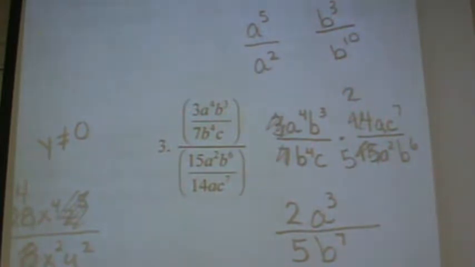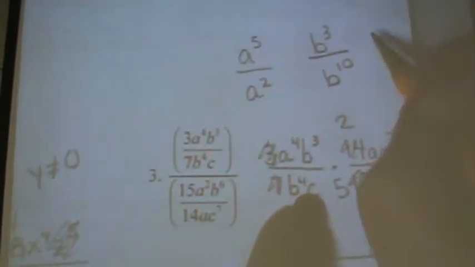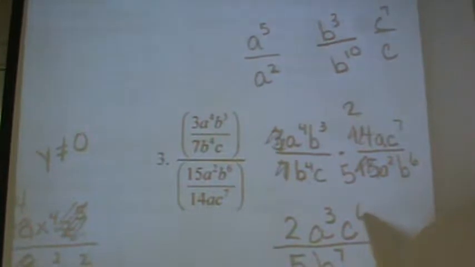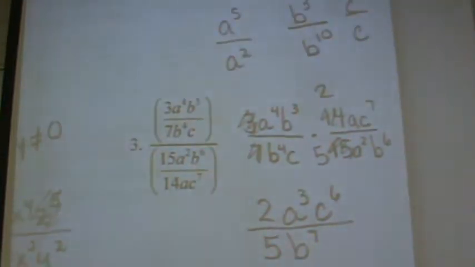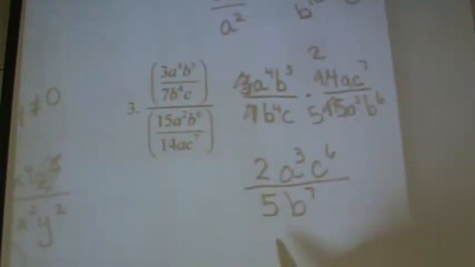Good job. And then C's. We have 7 C's on top and 1 C on the bottom. So 6 on the bottom. Good. That's your answer. And then B can't equal 0. B can't be 0. Good.